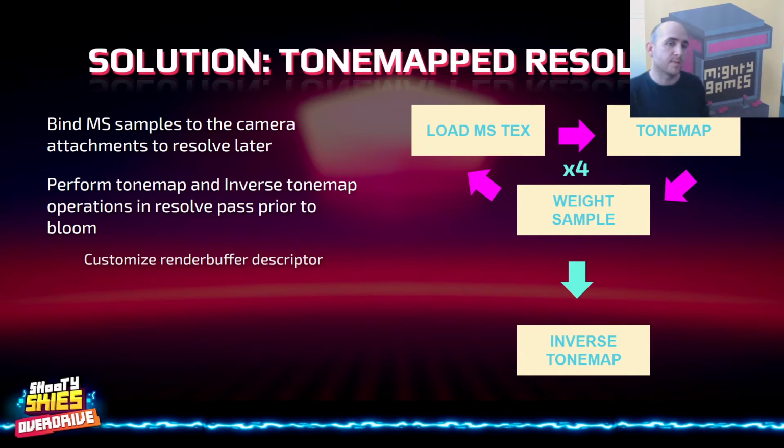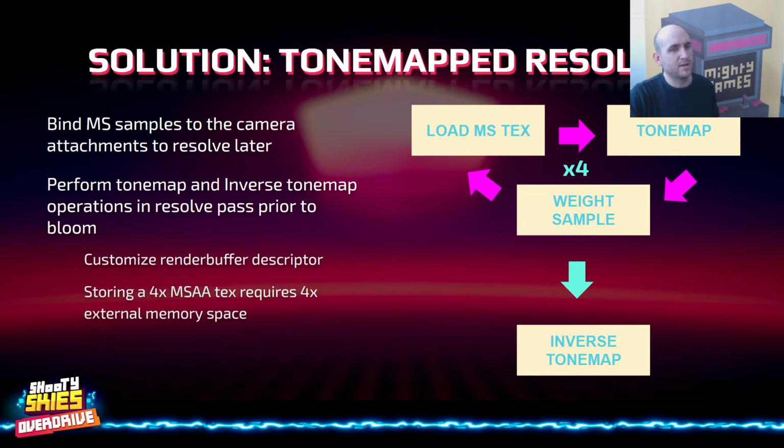In order to do this, we needed to be able to customize our initial render buffer descriptor, so we could say to the camera color buffer, hey, bind the multi-samples rather than resolving them as you're processing. So we needed access to the scriptable renderer to be able to do that. But it turns out storing 4 times multi-sample anti-aliasing texture requires 4 times the external memory space, so that has a lot of performance overheads. We also found that in order to do this, it required Vulkan support for Oculus, but we were stuck in OpenGL given the position of our project at that time. So this was not a solution either.